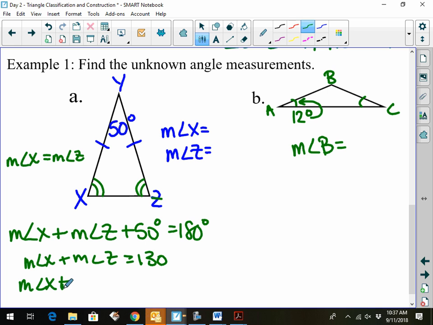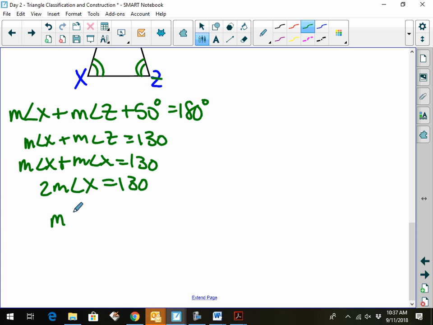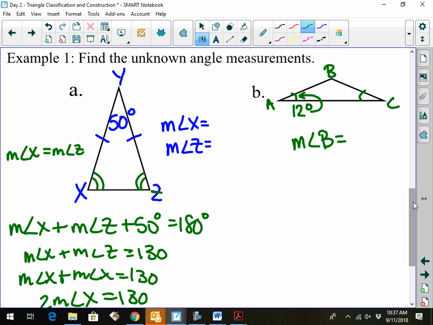So I could also say the measure of angle X plus the measure of angle X equals 130. So then I would have two measures of angle X equals 130. And then we'll divide by 2. So we get the measure of angle X equals 65 degrees. And because that's congruent and equal to the measure of angle Z, that would also be 65 degrees. Now, a lot of this we'll end up doing in our head over time, but this is the full process for it. So let's look at the next one.